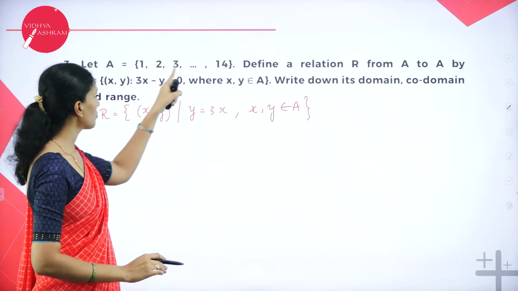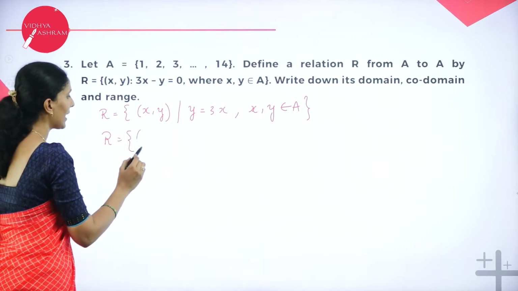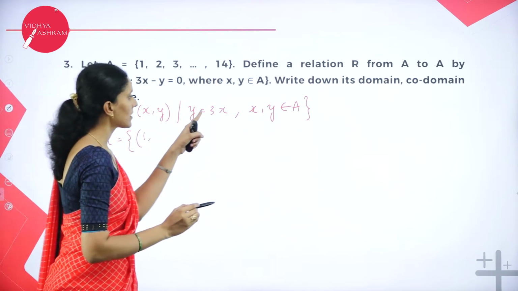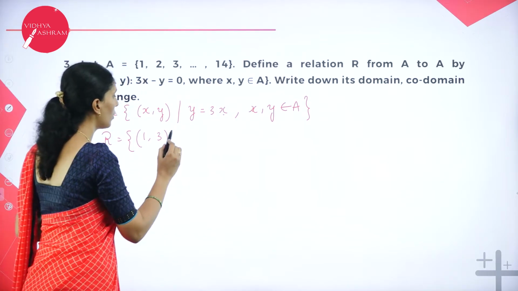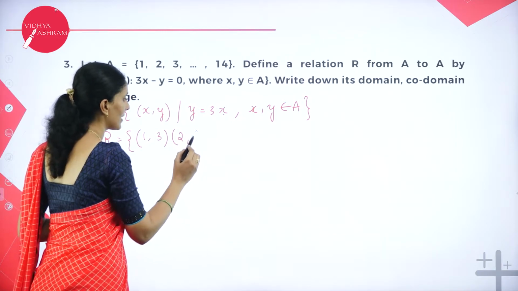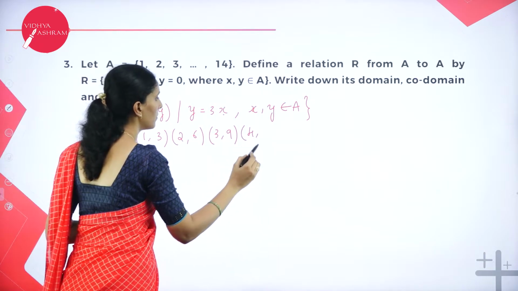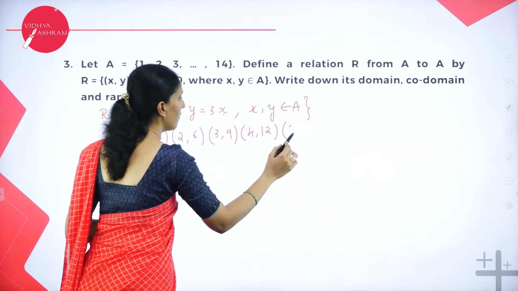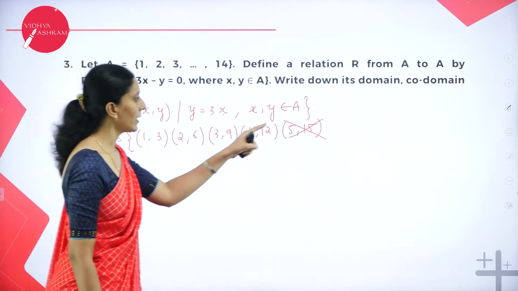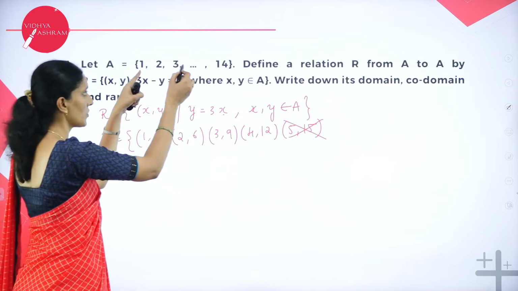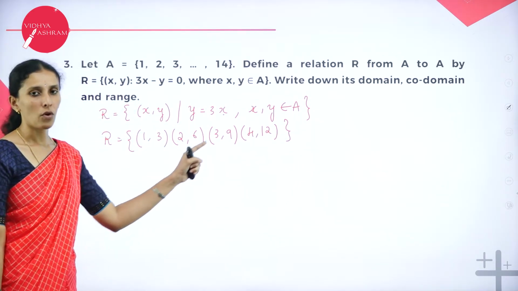Now let me take the values for x from A. If I take the values for x from A, I'll write the relation as ordered pairs. If I take x is equal to 1, what is my y? 3 ones are 3. If I take x is equal to 2, what is my y? 6. 3, 9; 4, 12; 5, 15. So this I cannot write because I am getting y is equal to 15, which is not in the set. The only possible pairs are these 4 ordered pairs.